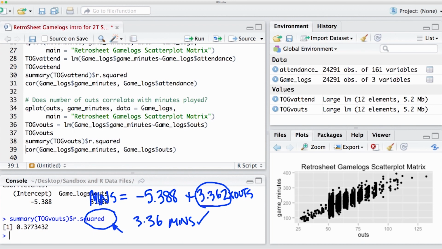Finally, we'll get the r value, the correlation coefficient. We'll run this final command, and the r value is 0.614, so that's r. That's the correlation coefficient between outs and game minutes.